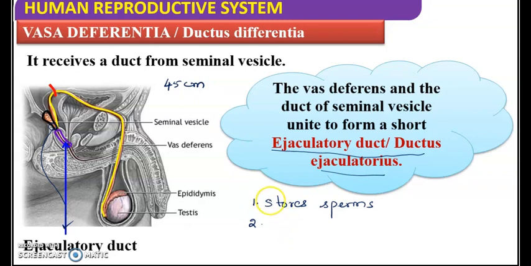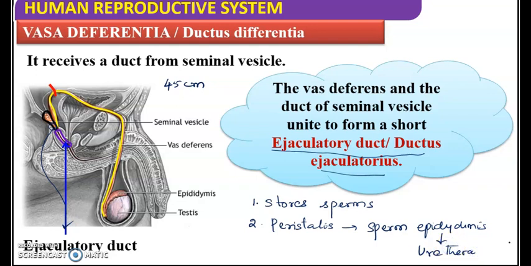Okay, and the second one is that it creates a peristaltic movement, and during this peristaltic movement it moves the sperm. It creates a peristaltic movement that moves the sperm from the epididymis to the urethra. During sexual arousal, it creates that movement. So this is our vas deferens.